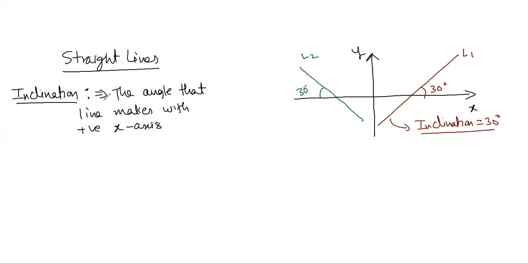Read the definition of inclination. It is the angle that the line makes with the positive x-axis. So for L1, this is the positive x-axis and this is L1. So this angle is 30 degrees. Now for L2, this is the positive x-axis and L2 is like this. So it is 150 degrees. So the inclination of L2 is 150 degrees.